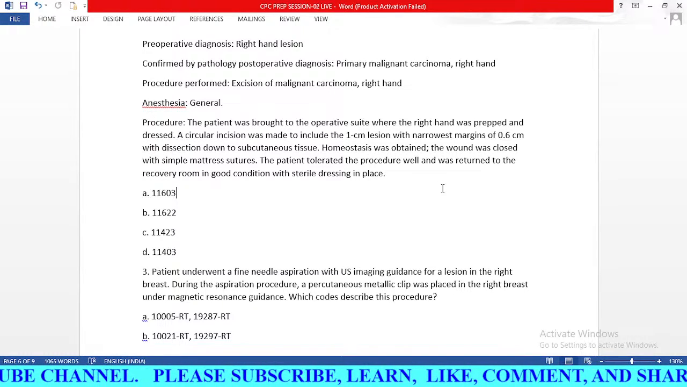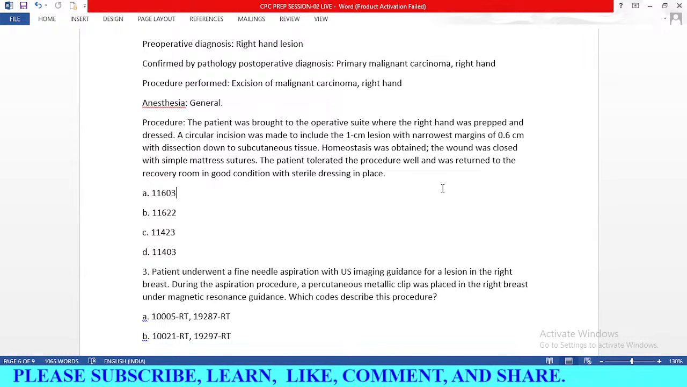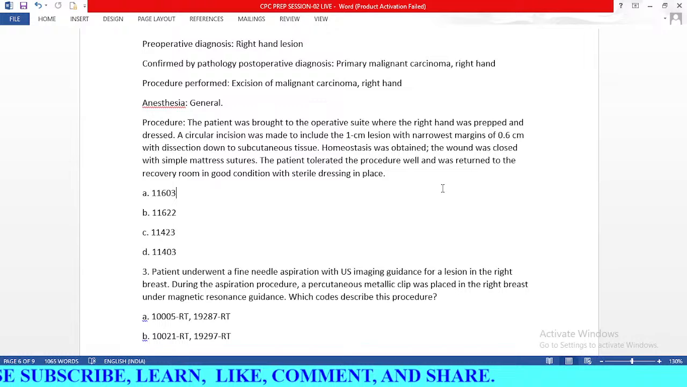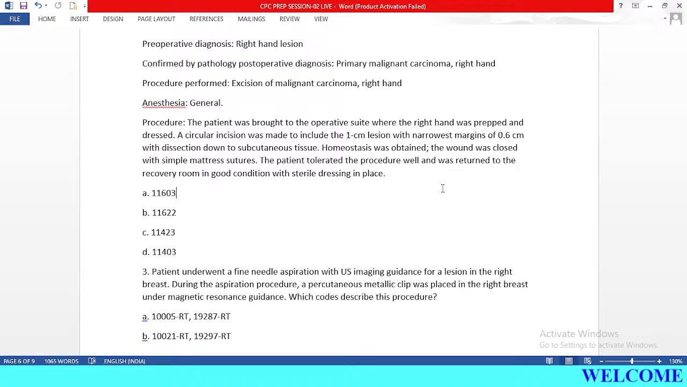1.6 centimeters. Total lesion size including margins is 1.6 centimeters. So now you can check and tell me the answer. Write in the chat box. Yeah, that's okay, 1.6. What is the answer among all these four? 11603, 11622, 11423, 11403. Yeah, all of you are correct. So now the answer is 11622.